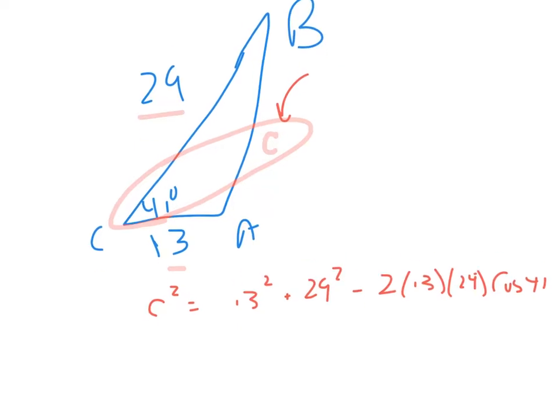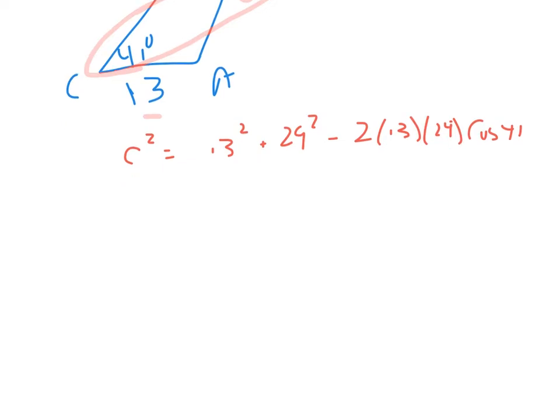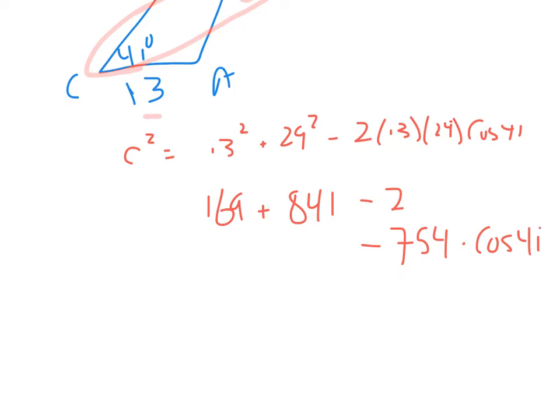Even though it's simply calculation, things can go wrong for you here if you're a little bit careless. So the first thing we want to do here is square the 13, square the 29, and go minus 2 times, let me calculate it here, 13 times 29 times 2. That gives us 754 times cos 41, which we'll go find now.